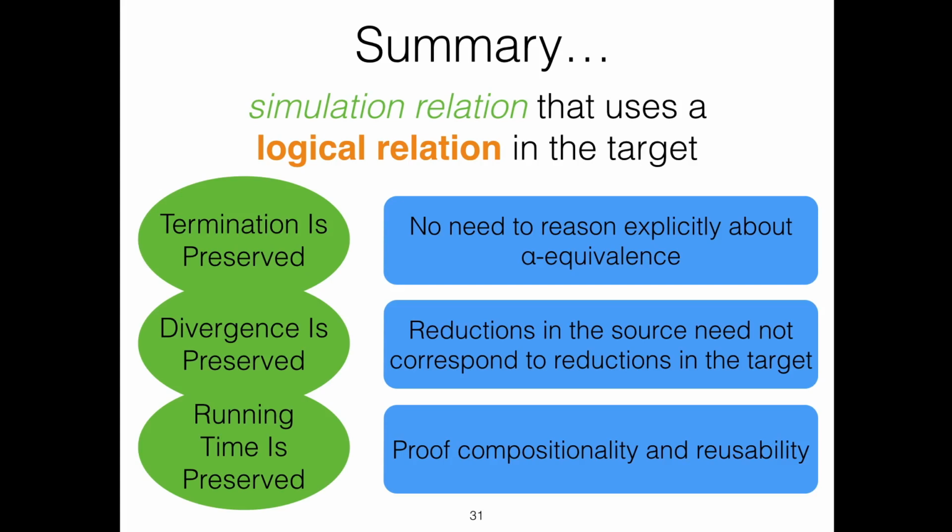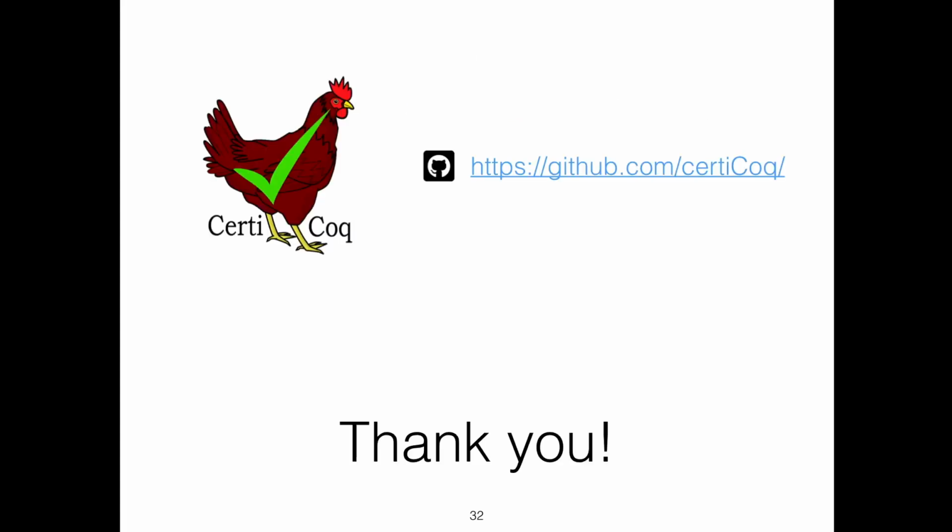In addition, we can build a simple simulation diagram that holds even if the reductions in the source language do not exactly correspond to reductions in the target language. Lastly, this technique facilitates compositional reasoning during the proof and proof reusability. Our mechanized proof is part of the CertiCoq compiler and is open source and available at GitHub.